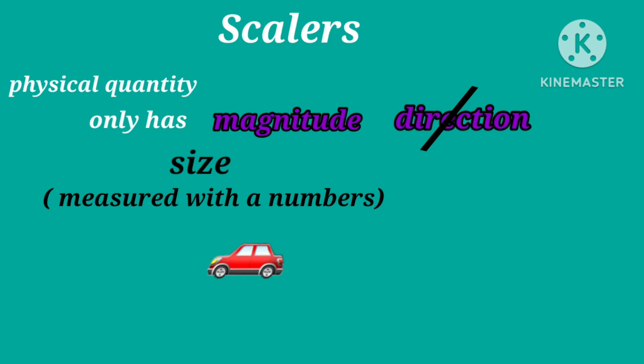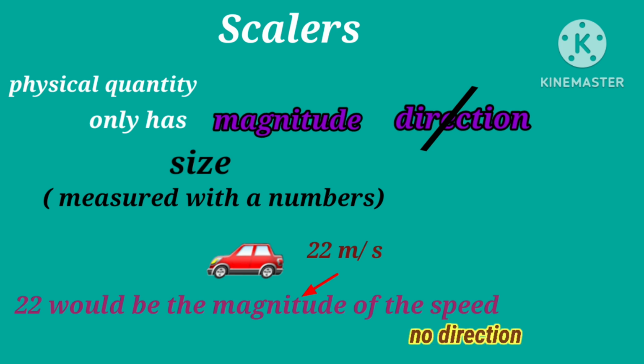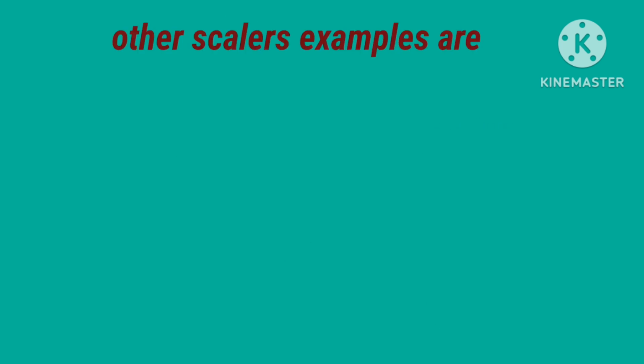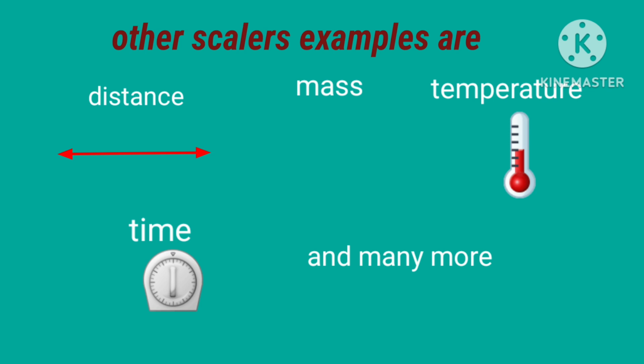For example, if a car travels at 22 meters per second, then 22 would be the magnitude of the speed. And because speed by itself does not have a direction, we consider it a scalar quantity. Other scalar quantities include things like distance, mass, temperature, and time, although there are lots more.